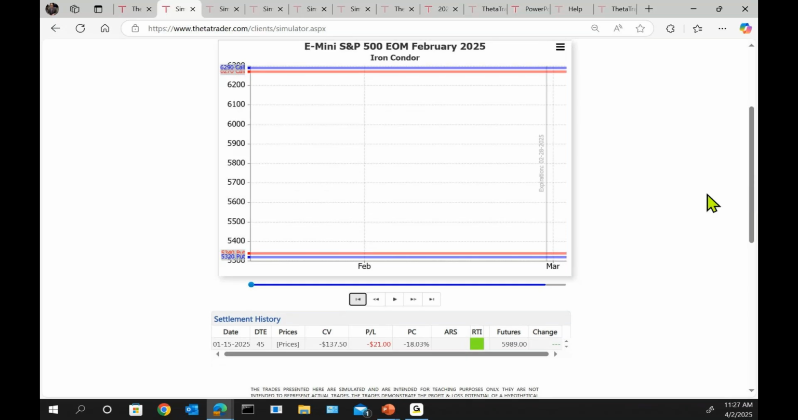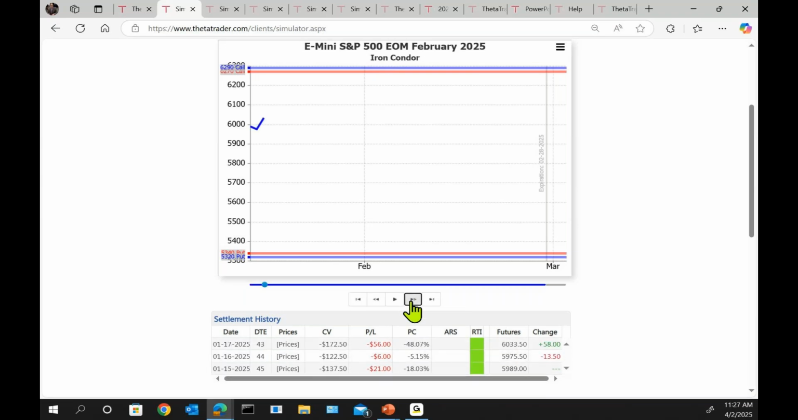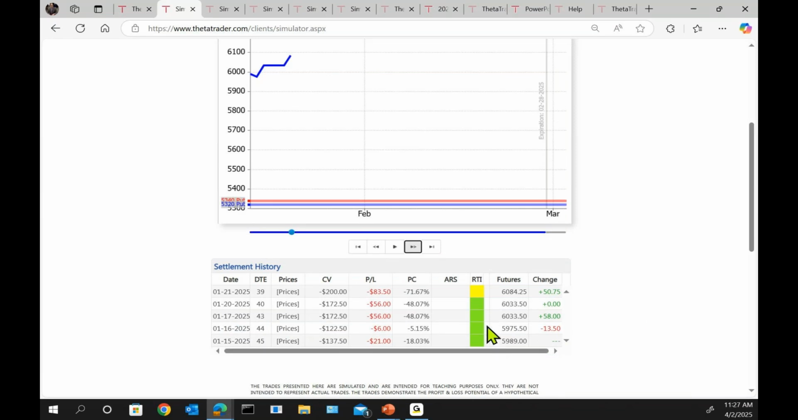All right, so this is a trade placed on January 15, kind of going backwards in time. It's a February end of month expiration for an iron condor on the E-mini S&P 500. So you can use these tools to kind of go day by day forward and see how the trade is working. And you can see these colors changing. That's the risk thermal indicator. Green means good. Yellow means slightly elevated risk, but don't do anything. And I can show you the details on how that's all defined.